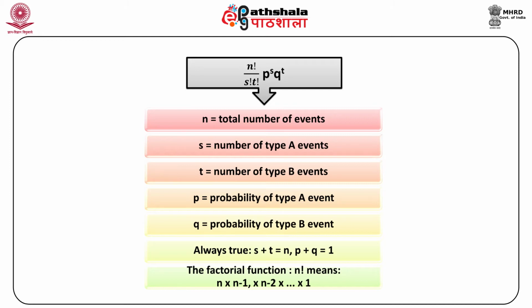The factorial function N factorial means N multiplied by N minus 1 multiplied by N minus 2 and so on, till multiplied by 1. For example, 5 factorial is equivalent to 5 multiplied by 4, multiplied by 3, multiplied by 2, multiplied by 1, which is equal to 120.